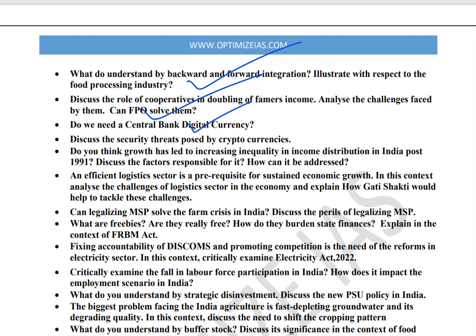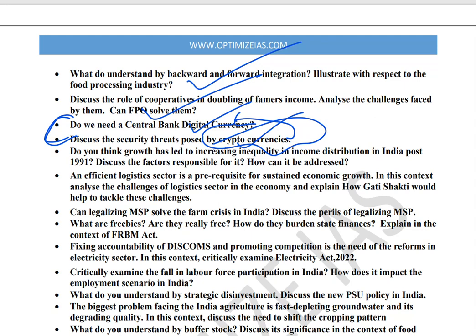Next is the topic of security threats posed by cryptocurrencies. Cryptocurrencies are in news. So how are cryptocurrencies different from digital currencies? They can ask you a comparison also. So these two topics are linked. However, there is a huge difference between a central bank digital currency and a cryptocurrency.